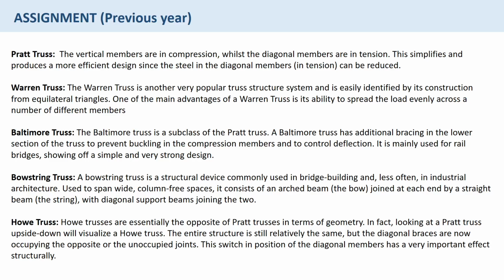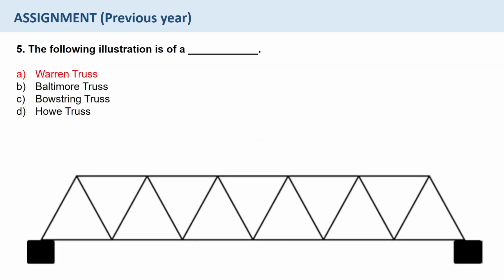So this is an example of Warren truss. Warren truss is the truss which can be easily identified from its construction of equilateral triangles.